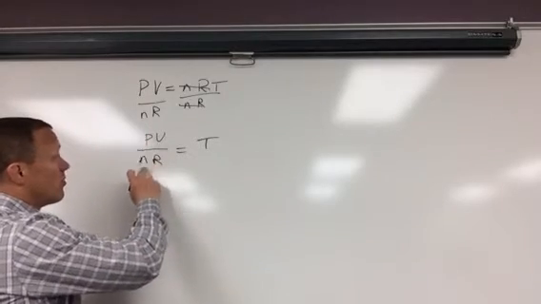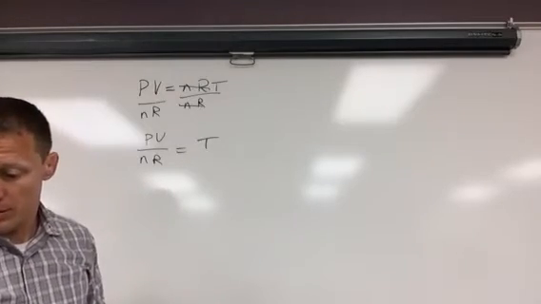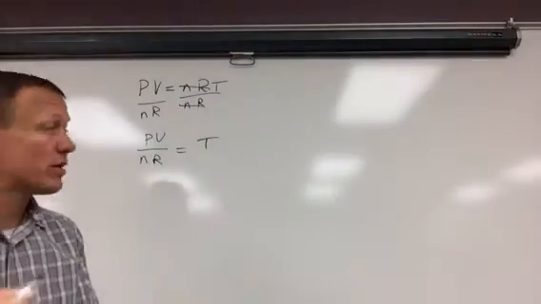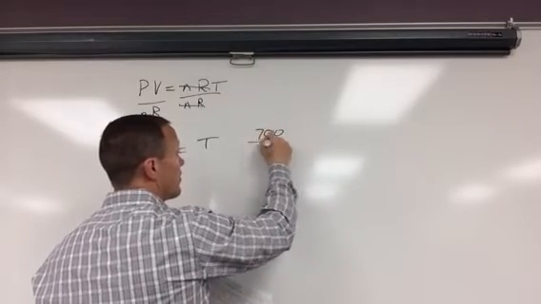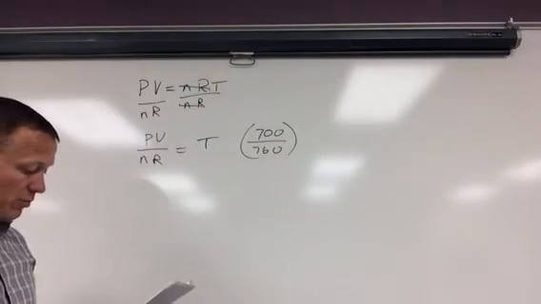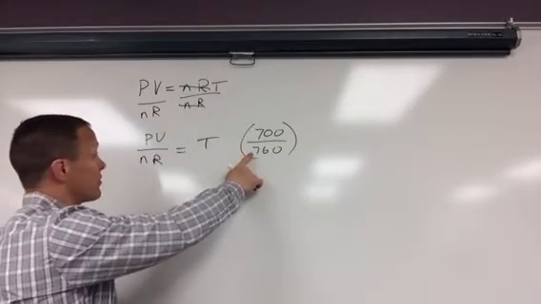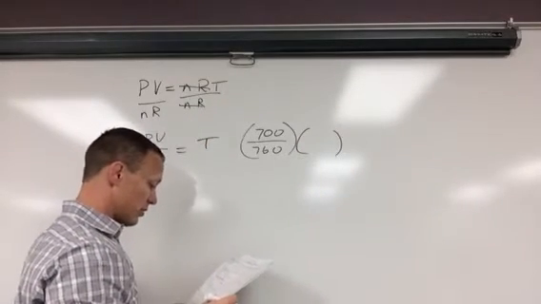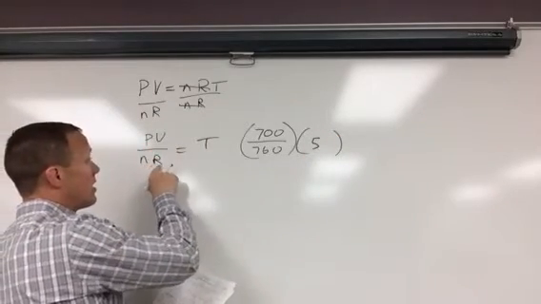So we need a pressure, volume, moles, and our R value, and set it equal to T. In the problem it says we have 700 millimeters of mercury. So remember, 700 millimeters is our pressure. I've got to put that in as 700 divided by 760. You can figure that out beforehand if you want to and plug that in. Remember, we're dividing by 760 to get into atmospheres. Here's our pressure. The volume was 5 liters.